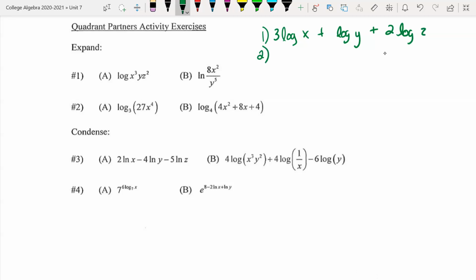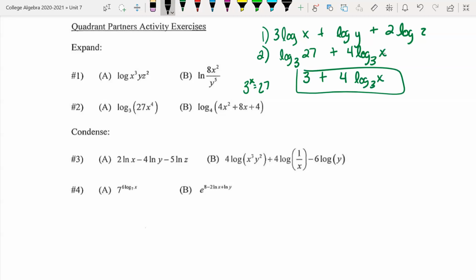Number 2, all right, I'm going to say log base 3 of 27 plus 4 log base 3 of x. 3 to the what power gives me 27? Well, that would be 3. So this would be 3 plus 4 log base 3 of x for number 2. B, we're doing division. However, the top is going to be multiplication, so I'm going to add, and I'm going to subtract that 5 natural log of y.